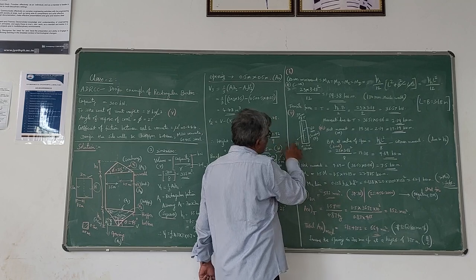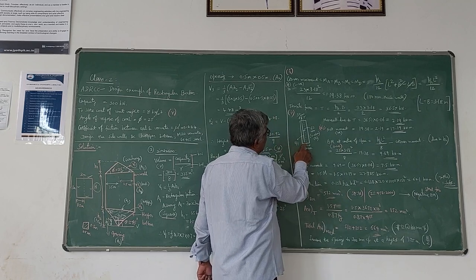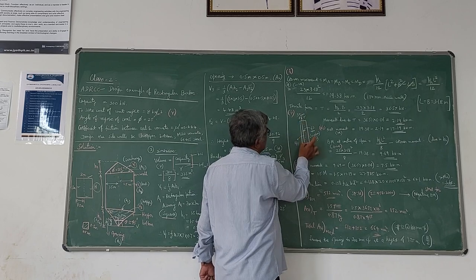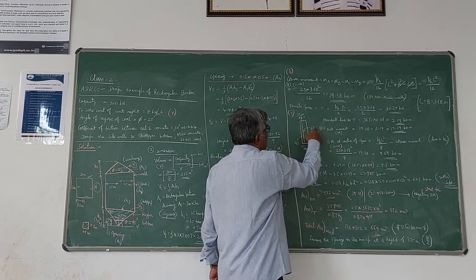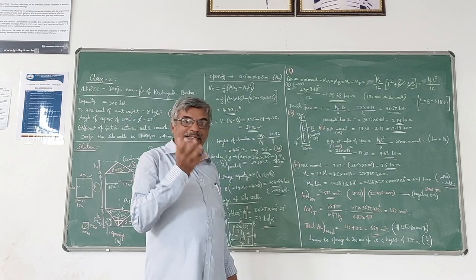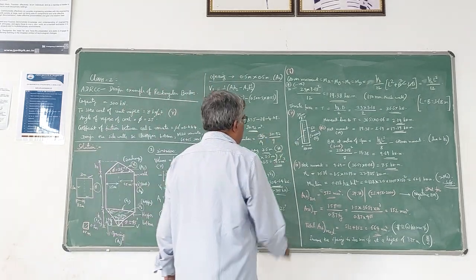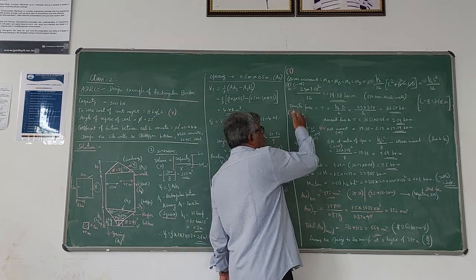Now, from the center to this rod, it will be 90 minus 30, that is 60. So this value will be 60. 60 mm is called the eccentricity. From the center to the reinforcement, it is the eccentricity. Tension force is carried by the steel.